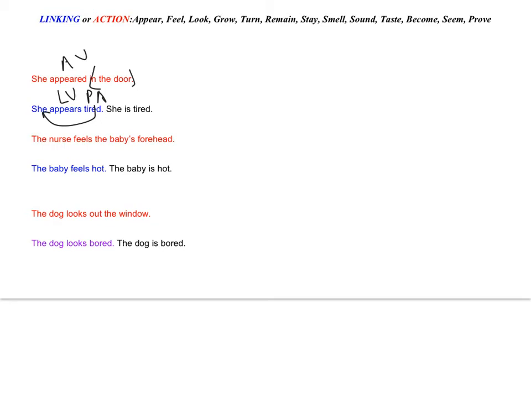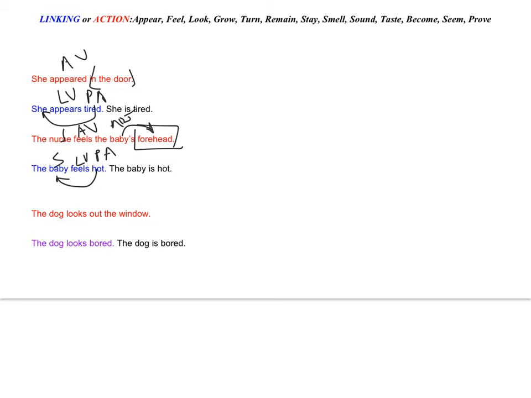The nurse feels the baby's forehead. We can see the nurse go over and feel the baby's forehead. Forehead is the direct object. This is my action verb, subject. This is an adjective. The baby feels hot. The baby is hot. Hot is modifying baby. This is a predicate adjective, linking verb, and there's my subject.